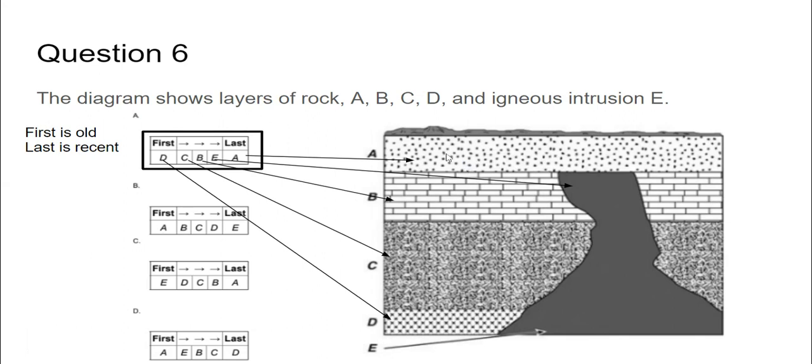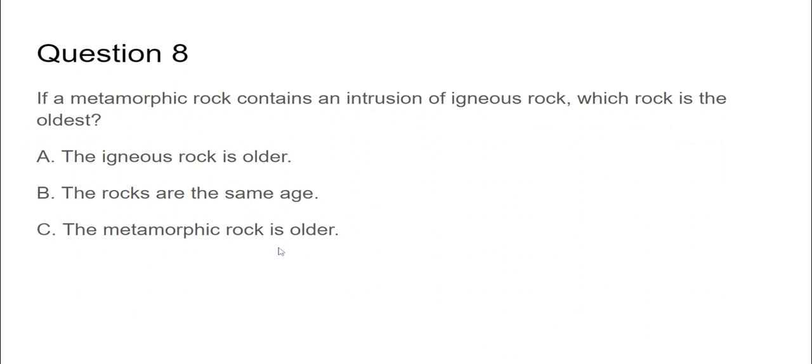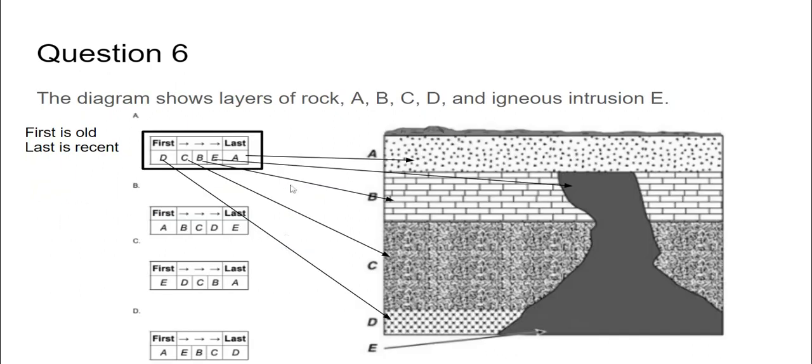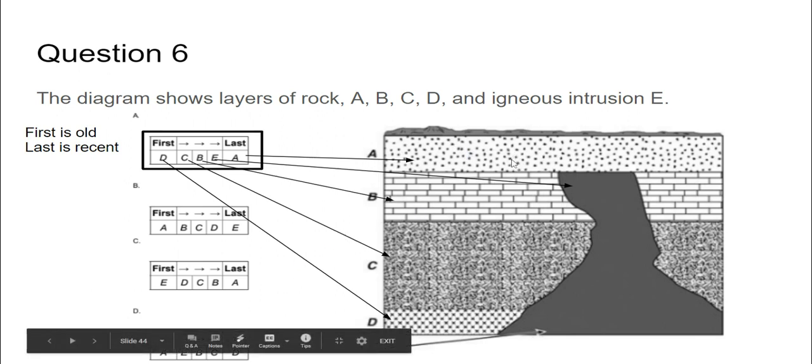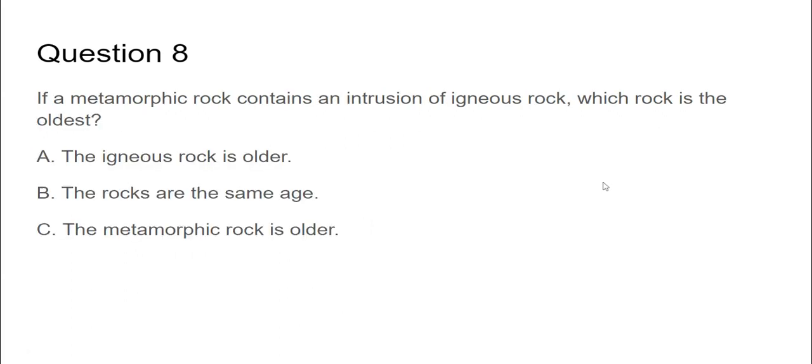First event was A. A is the most recent, so that's not it. First event was E. E is the second most recent. It cuts through all these things, so that can't be it. And then A is the most recent again. Or sorry, A is first, so that's the oldest. A is the most recent, so that doesn't work. So B and D are right out. C also out because this intrusion is going through multiple layers.